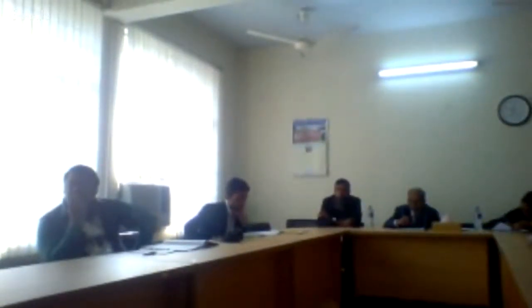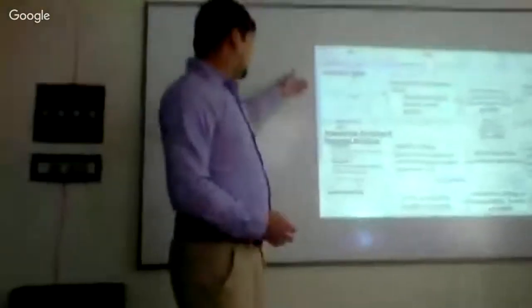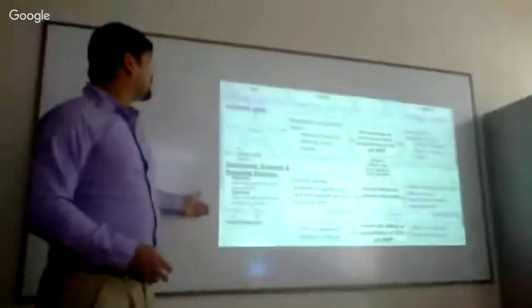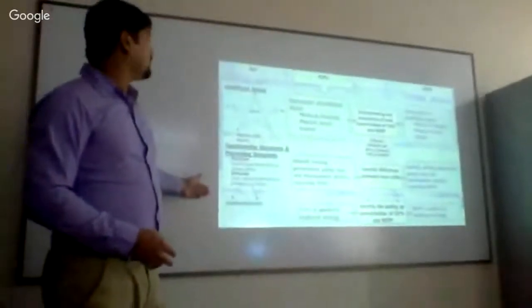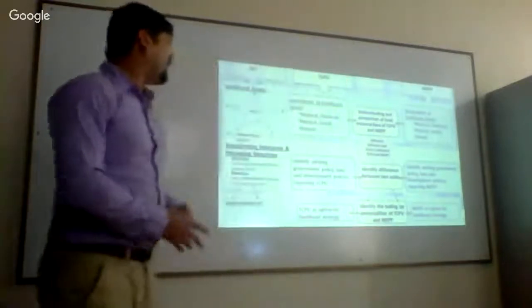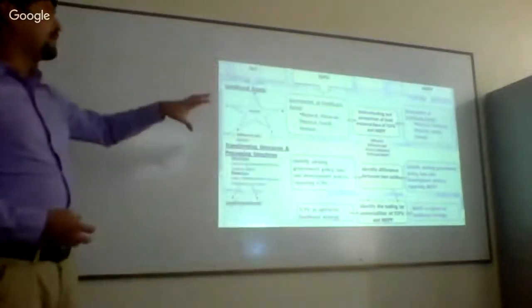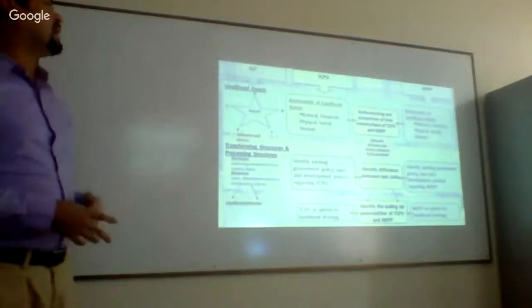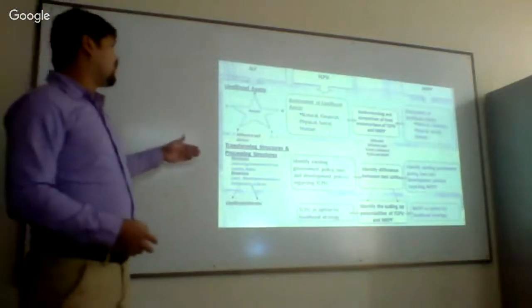As I said earlier, I used the sustainable livelihood framework as my theory of change. You can see this is the standard sustainable livelihood framework. I put MEPP and TCPU in this framework.